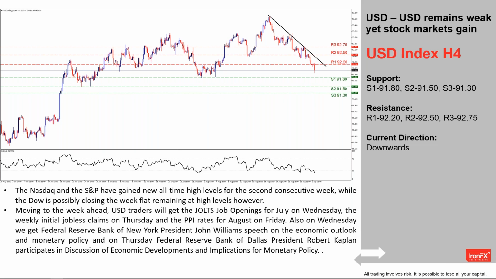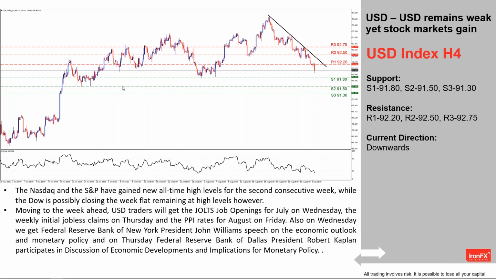Moving to the week ahead, USD traders will have a rather light economic calendar. We get the JOLTS job openings for July on Wednesday, the weekly initial jobless claims on Thursday, and the PPI rates for August on Friday. Also on Wednesday, we get the Federal Reserve Bank of New York President John Williams' speech on the economic outlook and monetary policy. And on Thursday, Federal Reserve Bank of Dallas President Robert Kaplan participates in a discussion of economic developments and implications for monetary policy.